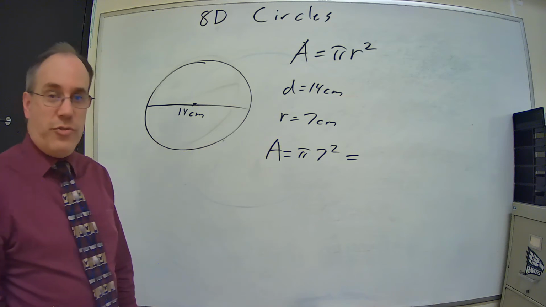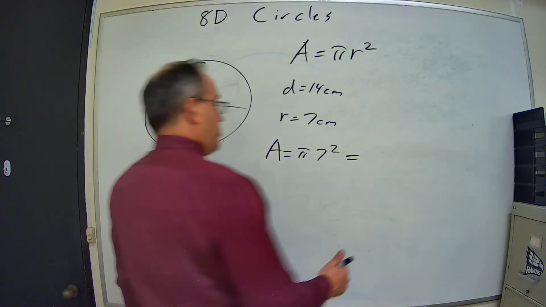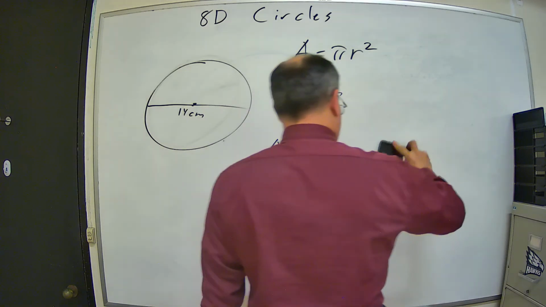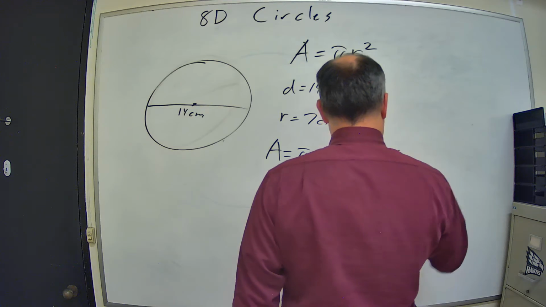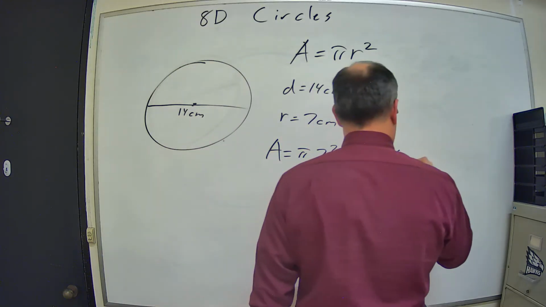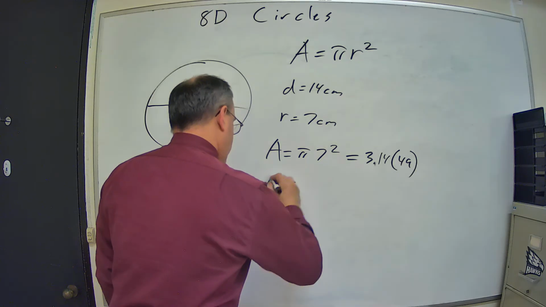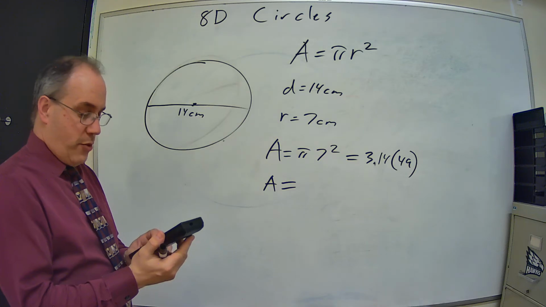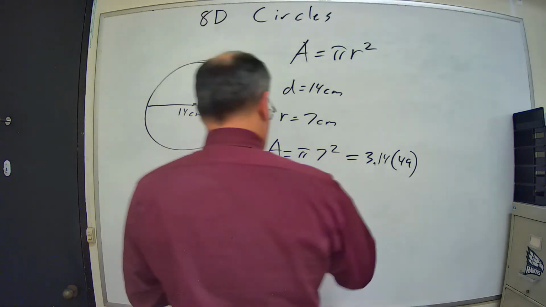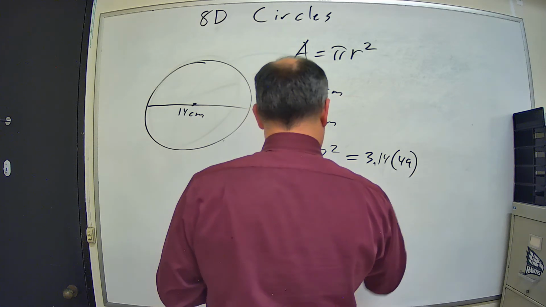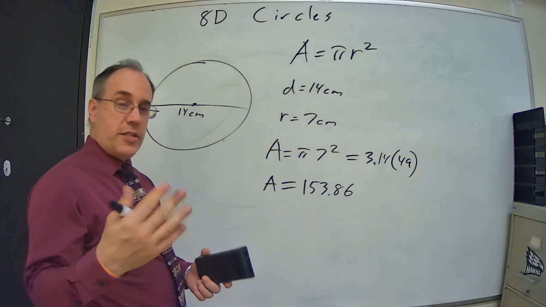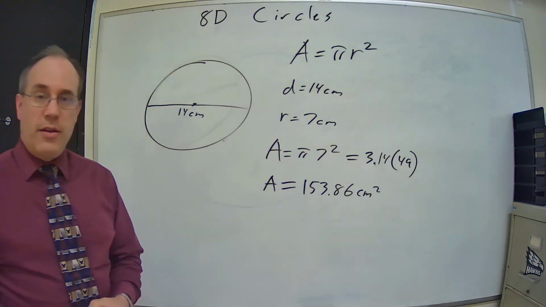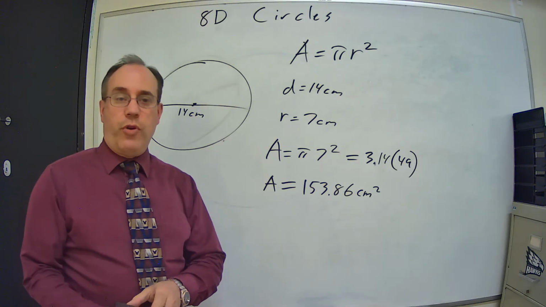Now with that I can use 3.14, or I can use the calculator pi button. I'm going to do 3.14 times 7 squared, which is 49. So the area is equal to 3.14 times 49, which gives 153.86. And it was centimeters, and remember this is an area, so that's centimeters squared. And that's using 3.14.